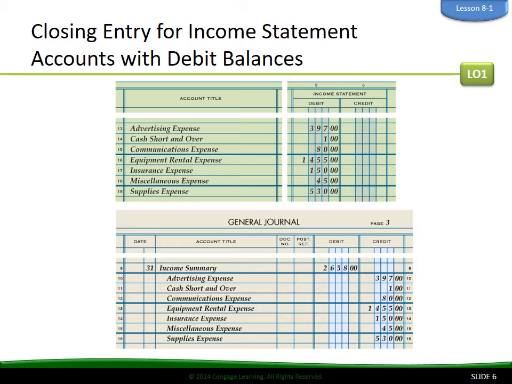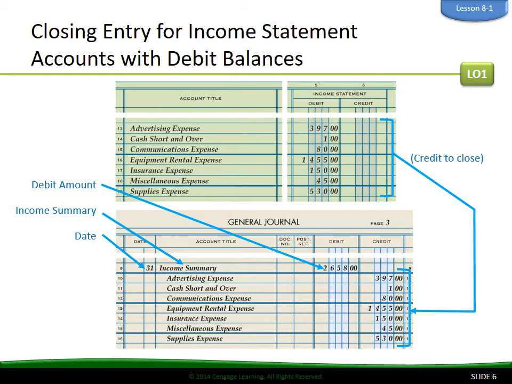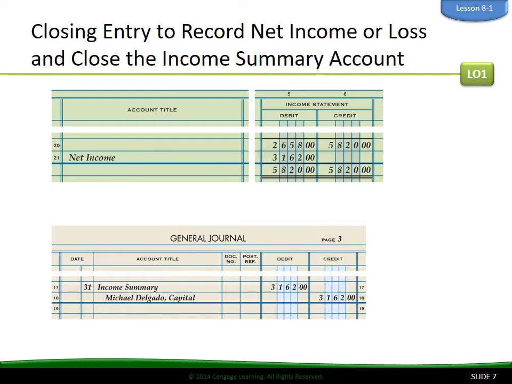But these numbers added up together must be the sum of this number. That's the amount that we would want to debit the income summary for. So again, you put the date, income summary, debit amount, and again, that's the value of the total expenses. And then you're going to credit these to close them.